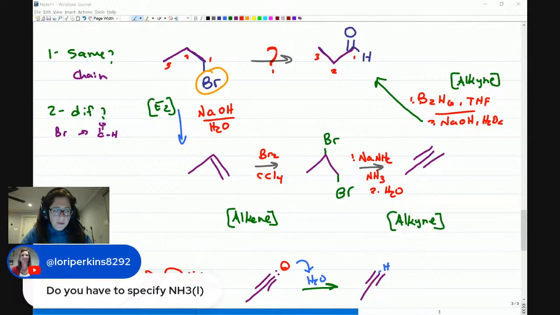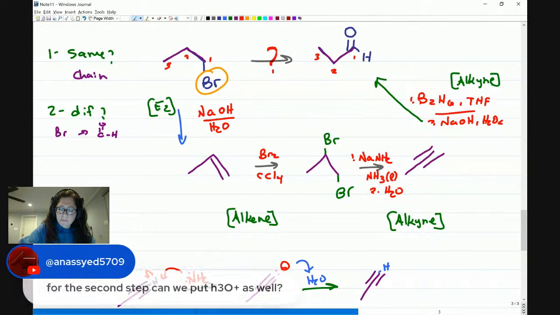A question: do you have to specify the NH3 liquid? If your professor is picky like that, then yes. So technically this is a liquid, but NH3 is liquid. So I don't know. I haven't seen professors take off for that. NaNH2 alone, if that's what you're asking, I have seen some professors do that as well. I would put the NH3 though, just in case.